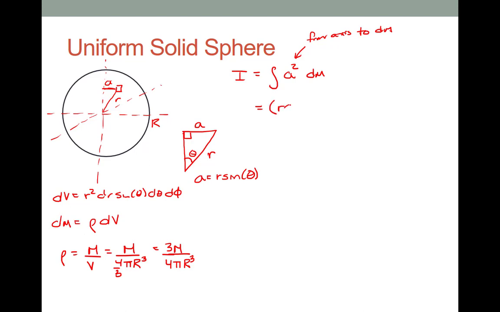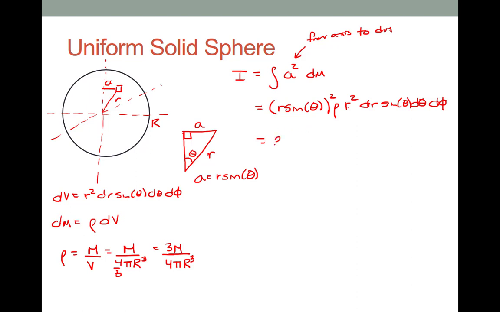So I'm going to have r sine theta squared times my dm, which is r squared dr sine theta d theta d phi. Okay, grouping this all together, I have r squared times r squared, so that's r to the fourth. And I lost the density. Let's put the density back in, shall we? We'll put it right there.